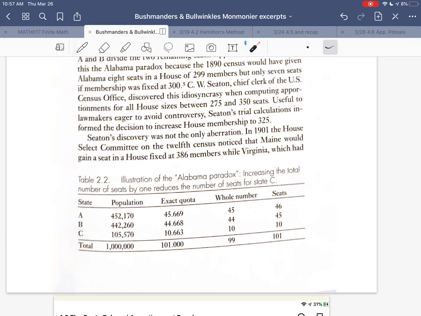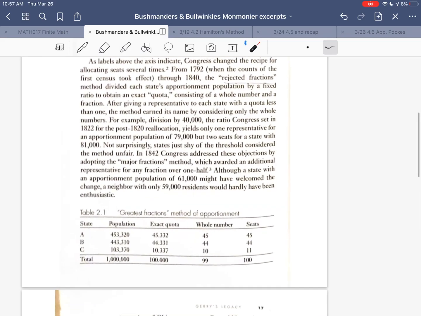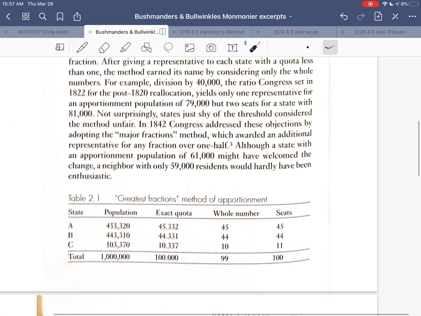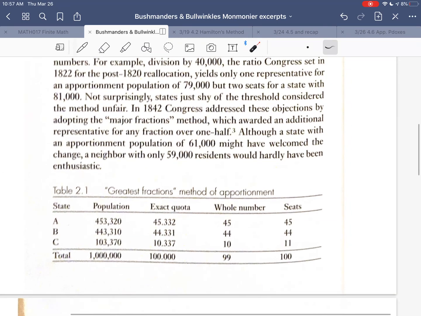So who are we going to give the extra seat to? We're going to give it to the state with the highest residue part. That's going to be state A. Now the second table: A, B, and C, populations here, exact quotas here, same kind of calculation, but slightly different numbers. So now C has the highest fractional part, right? 0.337 is bigger than 0.331 and 0.332. So having rounded everybody down, we now give 1 extra seat to C, 44 and 45 go to A and B, and we apportion all 100 seats.